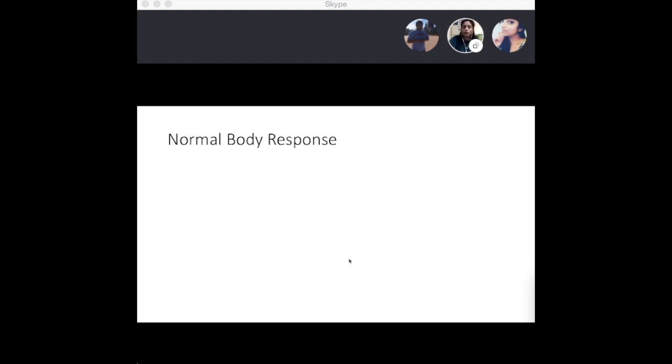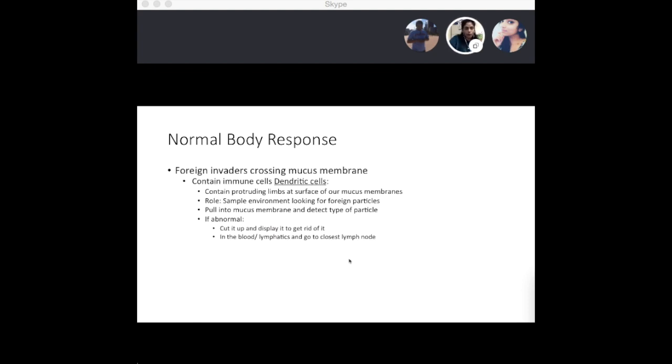So normally in our body, when we have foreign invaders crossing over the mucous membrane, we have things present on the mucous surface called dendritic cells. These dendritic cells have protruding limbs that stick out into the surface of the mucous membrane, and they sample the environment looking for foreign particles. So imagine this in mucous membrane locations such as the vagina, the rectum, etc.